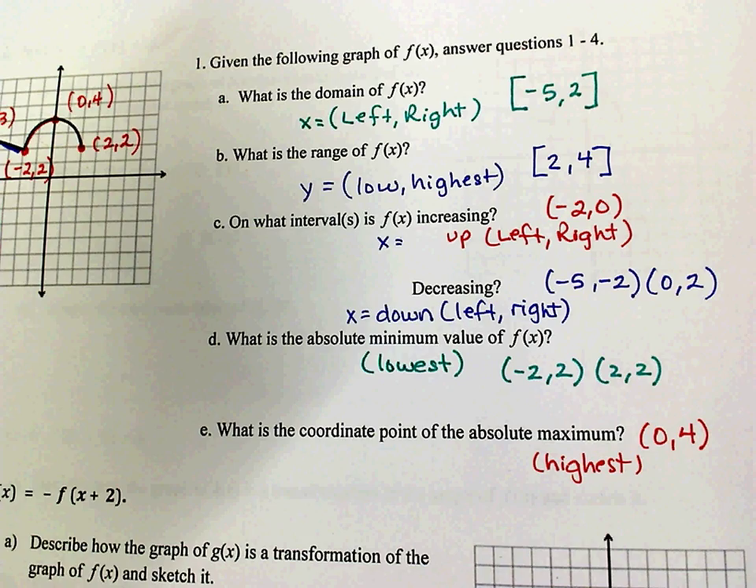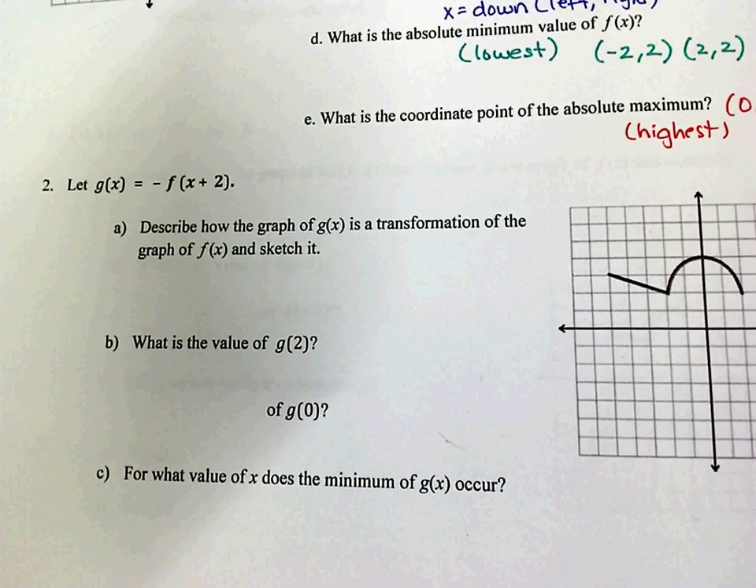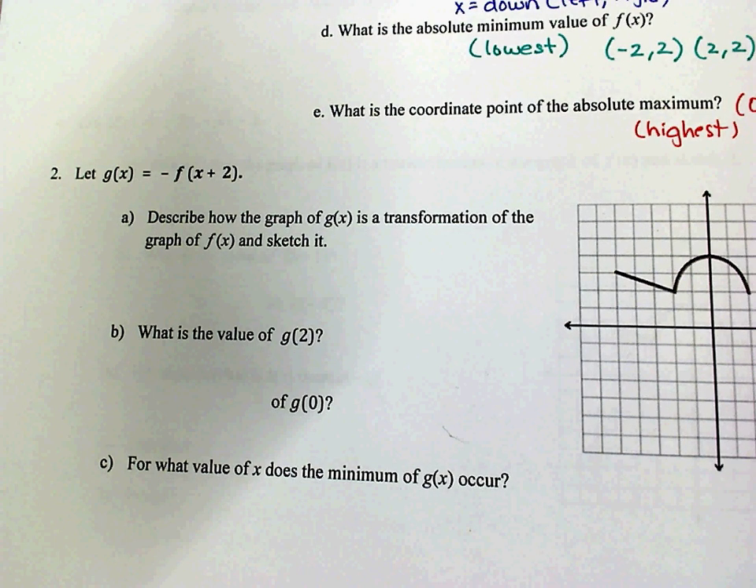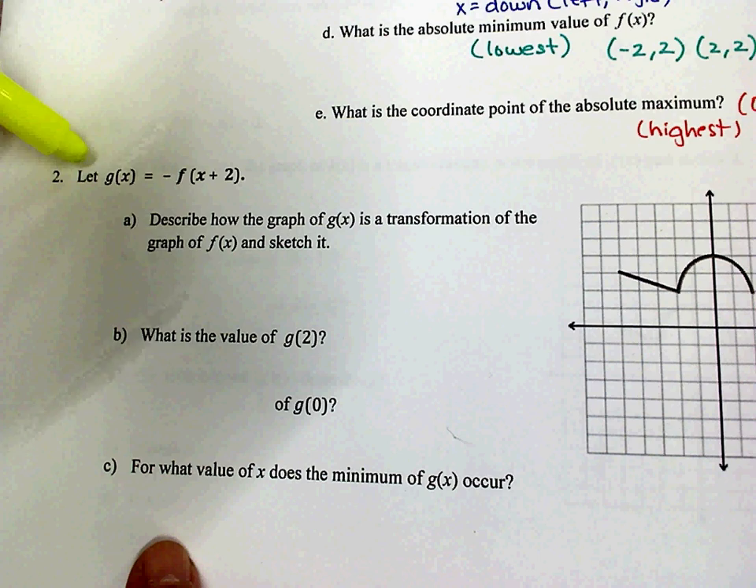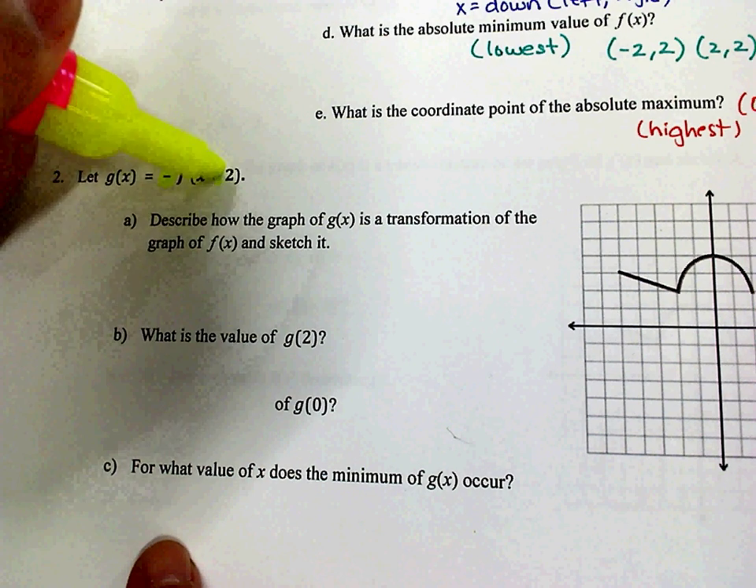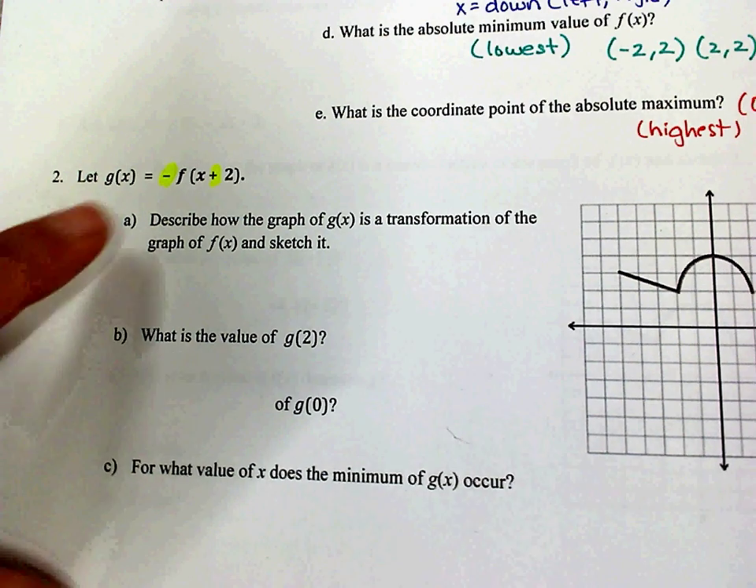All right. Okay. Number 2. Let's look at number 2. Now, I gave you guys a parent function. Listen up. Hey, class, listen. It says, let g of x equal, you see that negative? And you see a plus 2 inside the parentheses. Okay, so we got to figure out what that does. The negative does what?